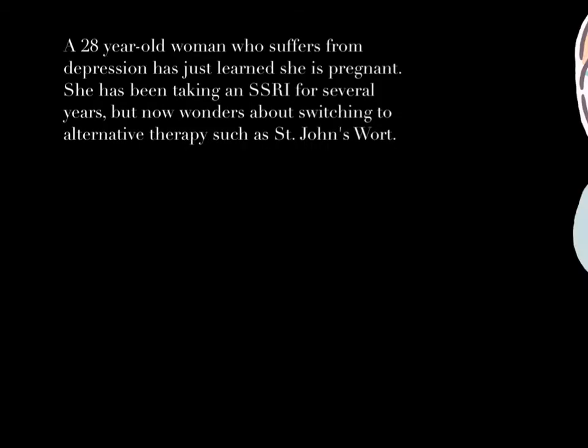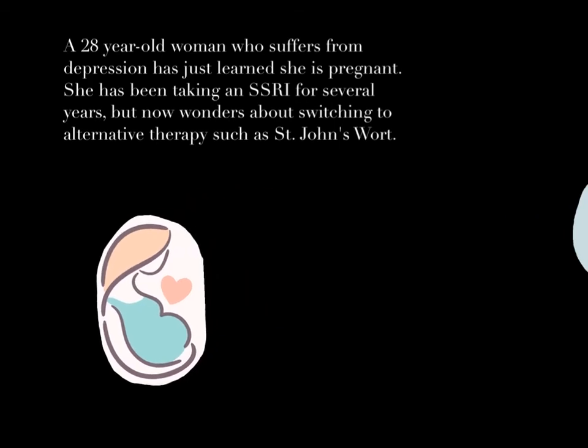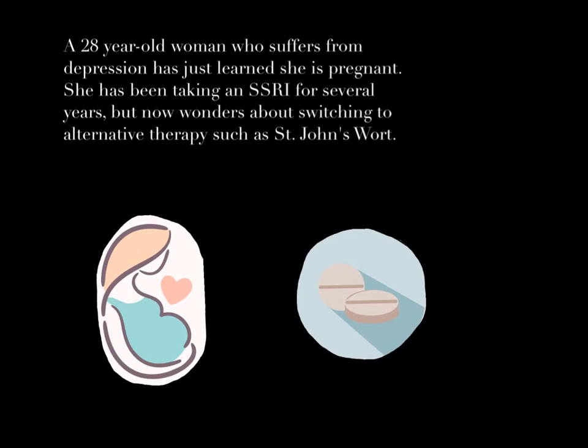I'll show you how it works. This is our scenario. A 28-year-old woman who suffers from depression has just learned that she is pregnant. She has been taking an SSRI for several years, but now wonders about switching to something alternative, such as St. John's wort.